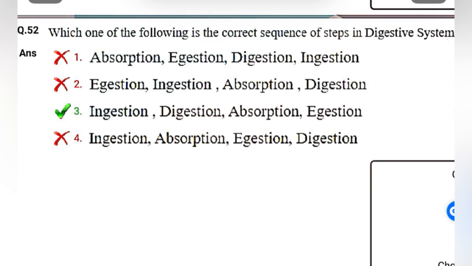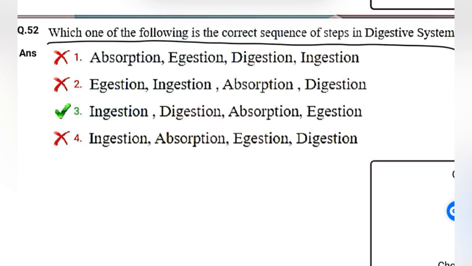Which of the following is the correct sequence of steps in the digestive system? The digestive system includes 5 steps. They are ingestion, digestion, absorption, assimilation and egestion. So the answer is option 3.